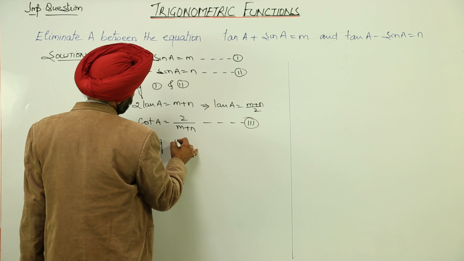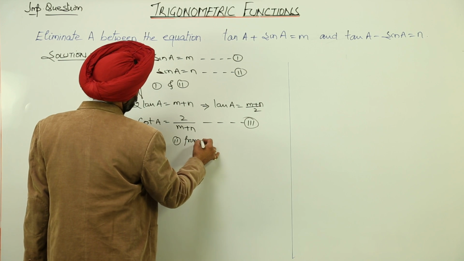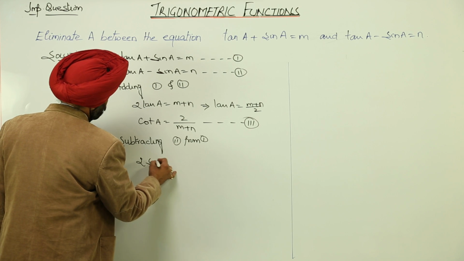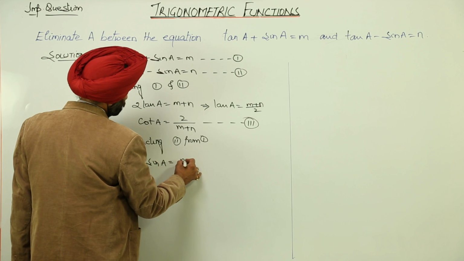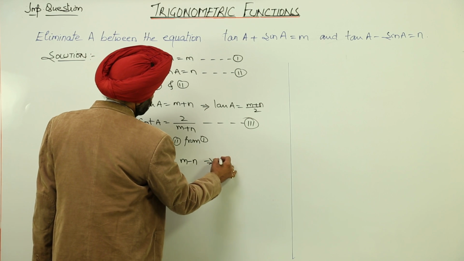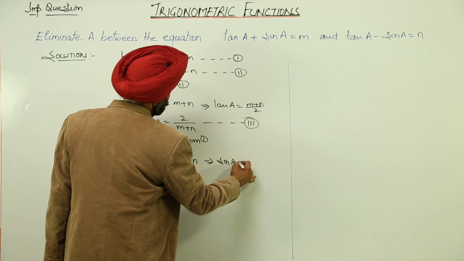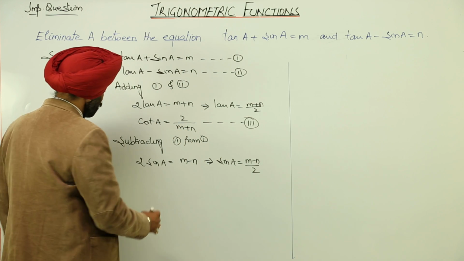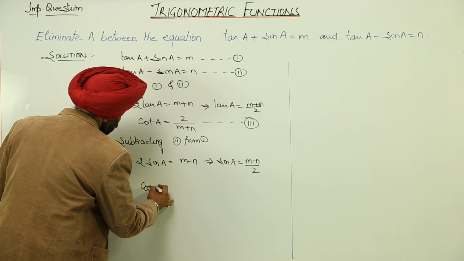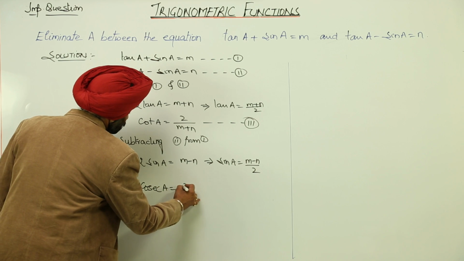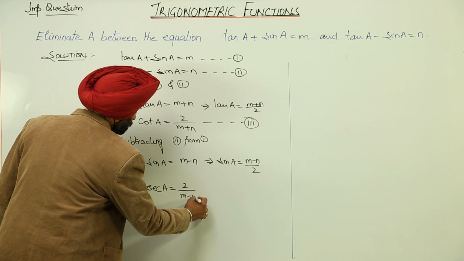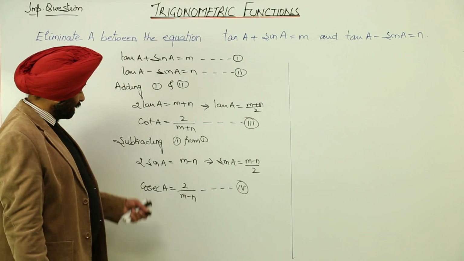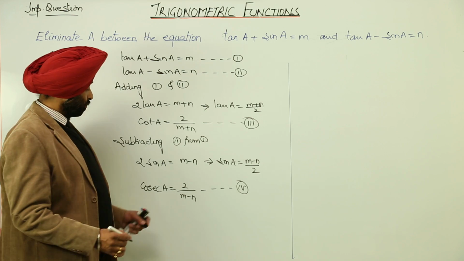Now subtracting 2 from 1, 2 sin a is equal to m minus n. Sin a is equal to m minus n upon 2. Now here cosecant a is equal to 2 upon m minus n. Fourth. Now to eliminate angle A, what are we going to do?